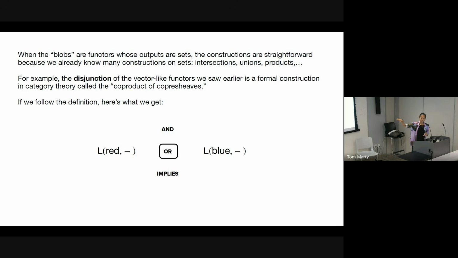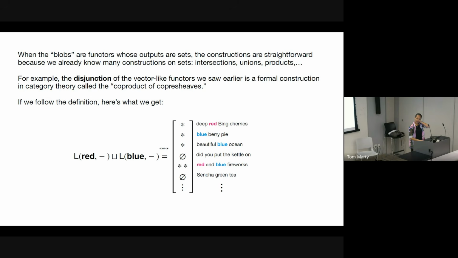In category theory, the formal phrase is you take the co-product of co-presheaves. It doesn't matter what that is. I'm just telling you, you open a book, there's a definition. When you plug that definition into our language setting, if I apply this operation to the functor for red and the functor for blue, I'm going to get another functor. So it's going to look again like a vector indexed by strings. And here's what you get.